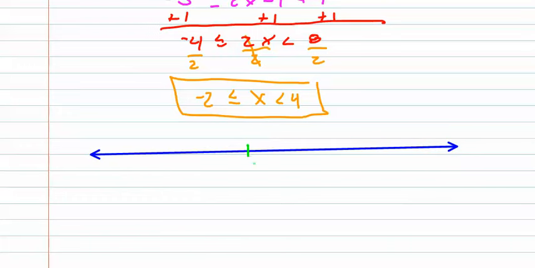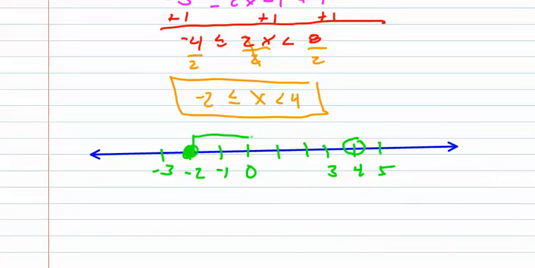And I have 0, negative 1, negative 2, negative 3, 1, 2, 3, 4, 5. Now, x is less than 4, open circle. X is larger than or equal to negative 2, closed circle. And I complete it.